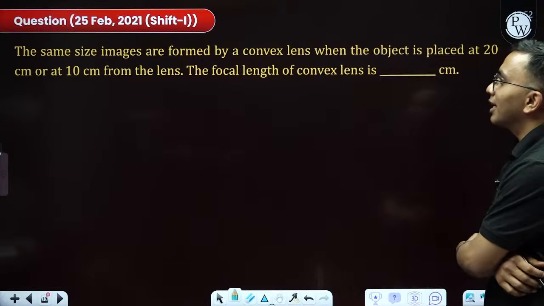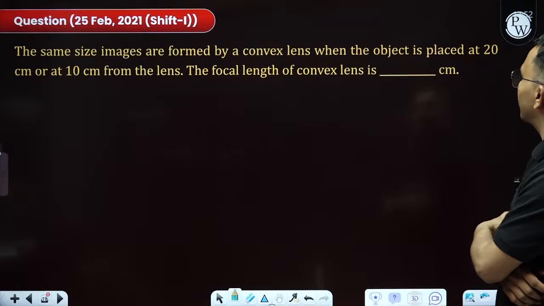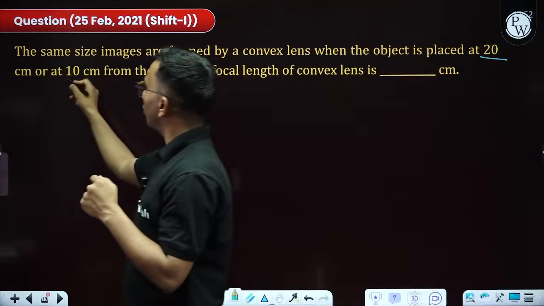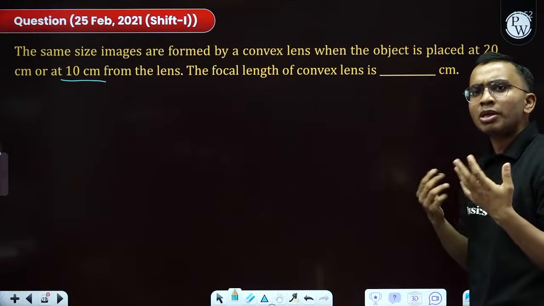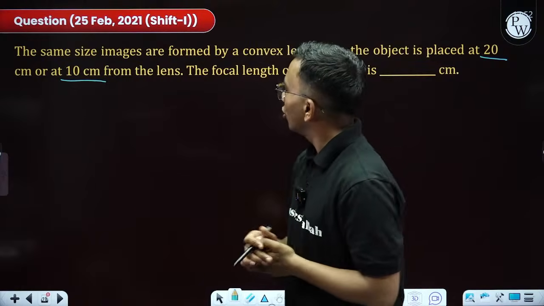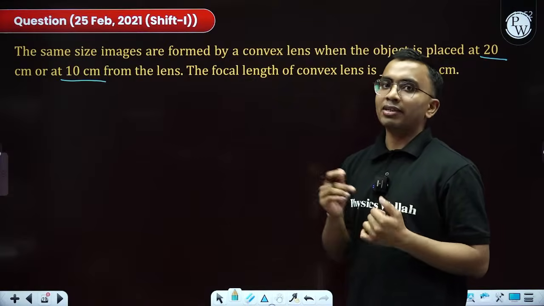Next question. The same size image is formed by a convex lens when the object is placed at 20 centimeter or at 10 centimeter from the lens. This means the magnification is the same, the size is the same, means the magnitude of magnification is the same. So in one case magnification will be plus, in another case magnification will be minus.